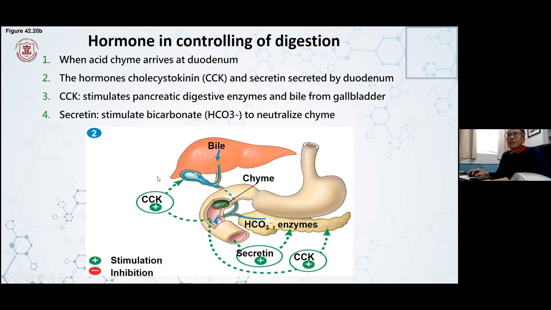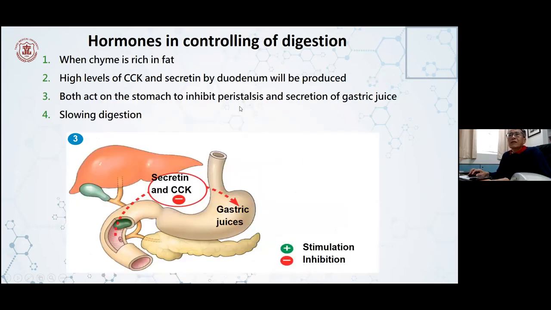And secretin can stimulate the release of bicarbonate to neutralize the acid chyme. So this is the hormone control of digestion, with CCK released from the duodenum. And also, when the chyme is rich in fat, if a person eats food containing a large amount of fat, higher CCK and secretin will be produced by the duodenum. So higher fat will produce higher CCK and secretin.